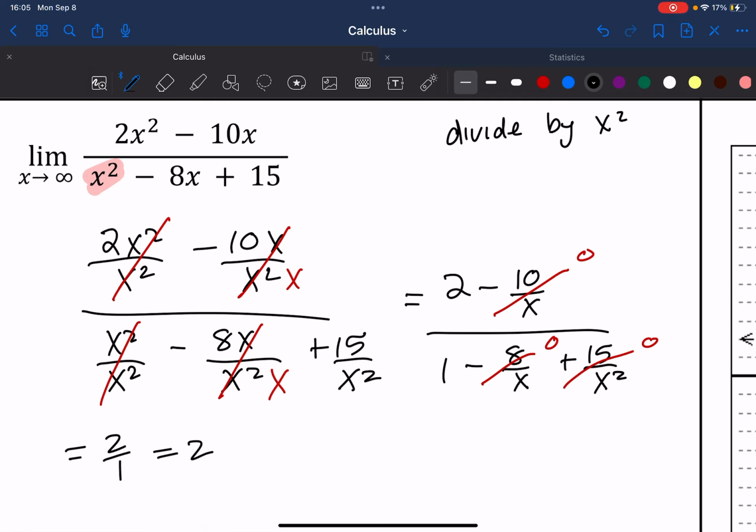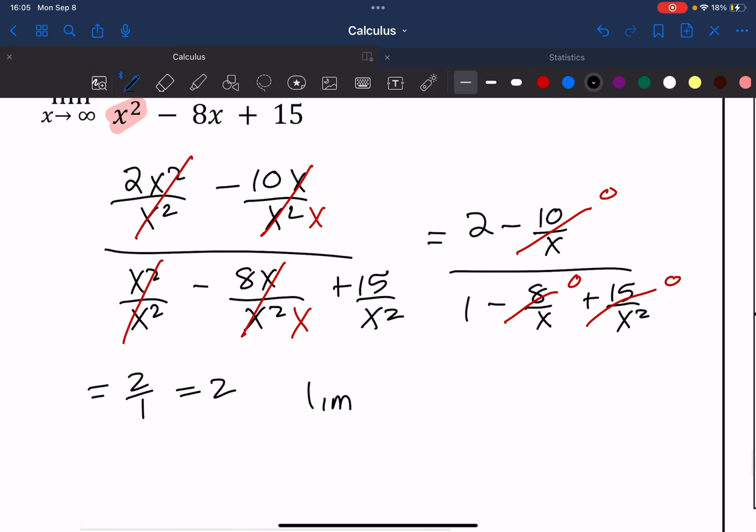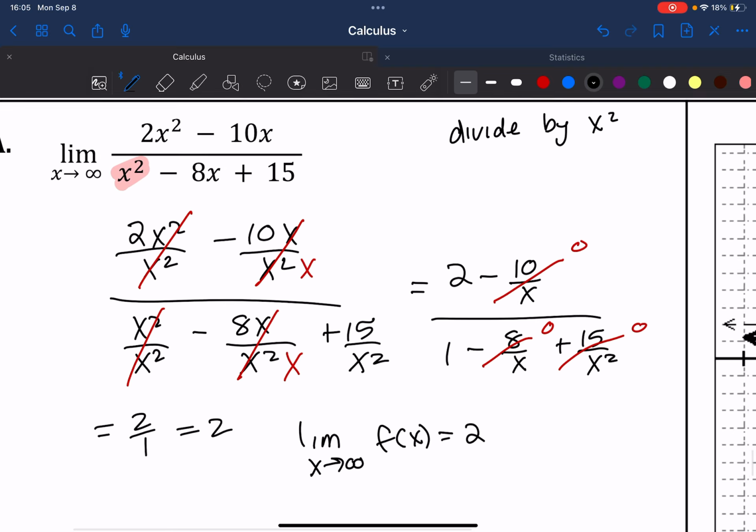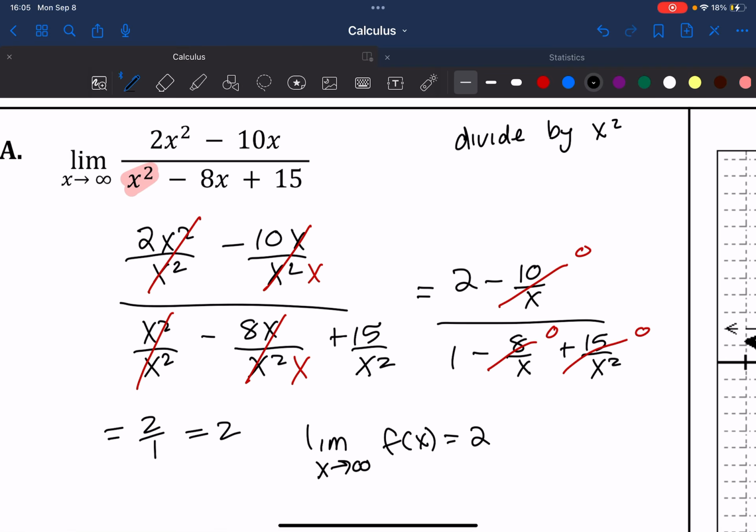So the limit as x approaches infinity of f of x is equal to 2. And we can prove that further because we know we have a horizontal asymptote at y equals 2 because our degrees on the numerator and the denominator are the same, which means we look at the leading coefficient ratio, which in this case is 2/1, which is 2.